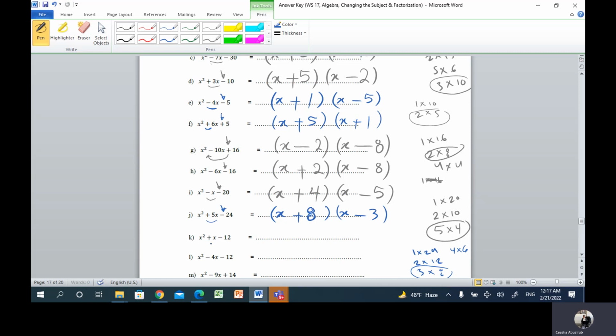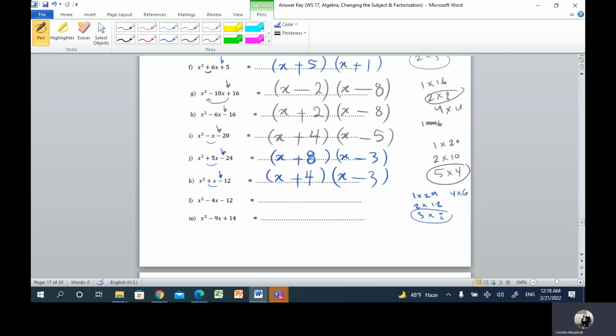X squared plus x minus 12, open two brackets. So the last term is negative, so one bracket will take the addition, the other one will take the subtraction. X squared, it's x times x, and 12, 1 times 12, 2 times 6, 3 times 4. Why would I choose 3 and 4? Because the middle term is plus 1, and 4 is going to be here, and the 3 is going to be here because the middle term is positive, so the 4, which is greater than 3, will go after the positive sign.